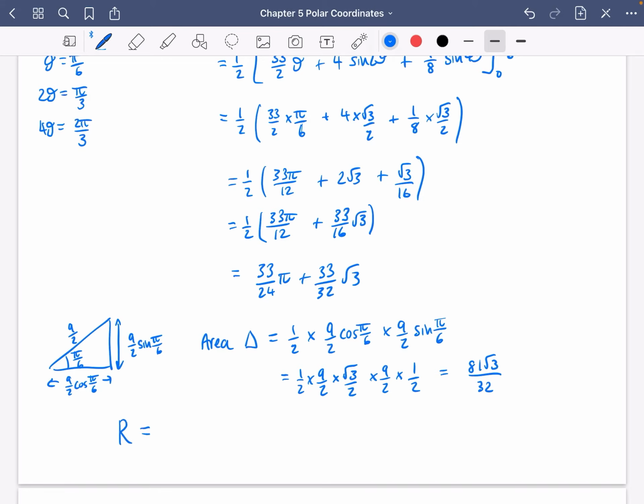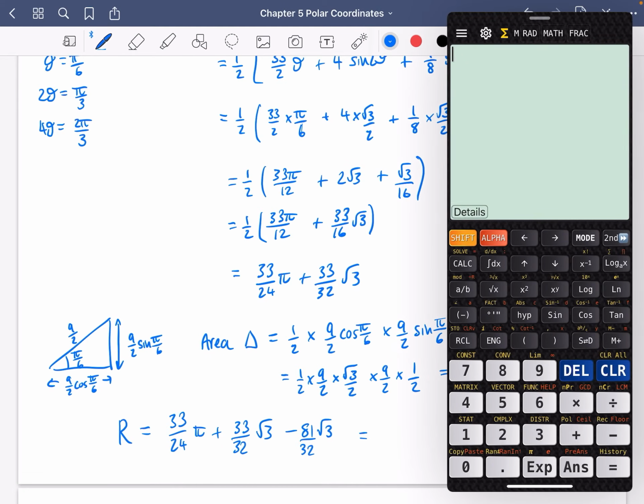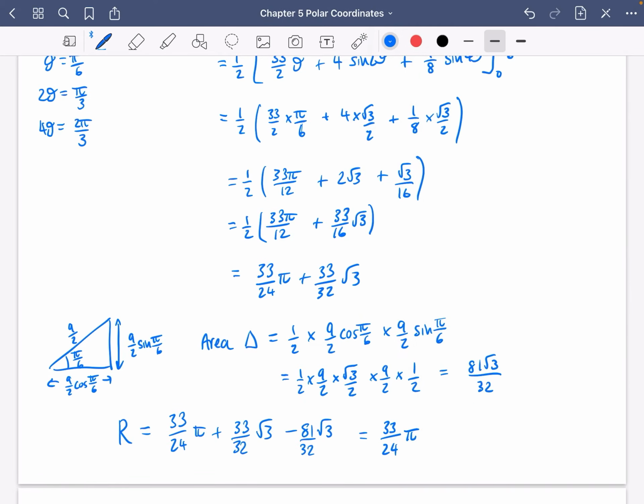So the area of R is going to be equal to, our strategy is this one at the top, subtract this one that we've got here. So it's going to be 33 over 24 pi plus 33 over 32 root 3 minus 81 over 32 root 3. So I can just deal with the root 3 bits. So I'm going to do 33 over 32 minus 81 over 32, and that's minus 3 over 2. So our area should be 33 over 24 pi minus 3 over 2 root 3.